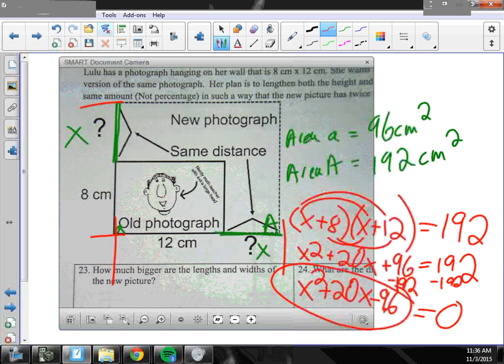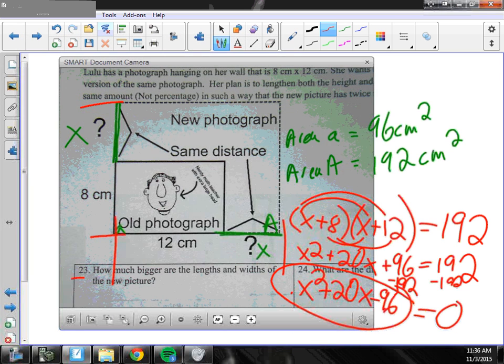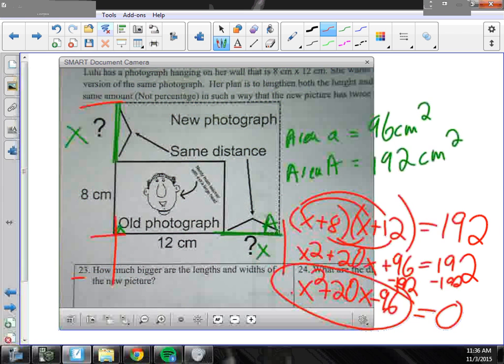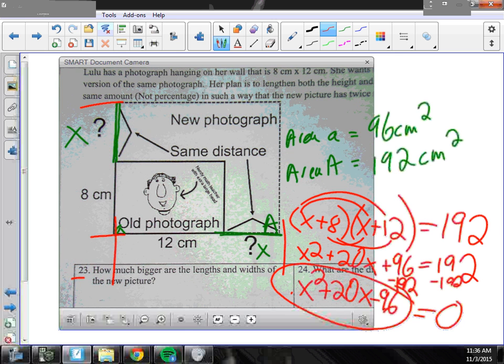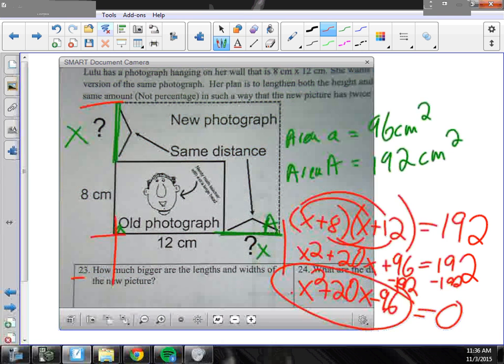So find the roots of that equation, and that will tell you the answer to 23. 24 asks, what are the dimensions of the new photograph? So let's say x is 10. What would the new dimensions be? 18 by 22. And then 25 asks about distortion. 26 asks about perimeter. 27 asks about perimeter.